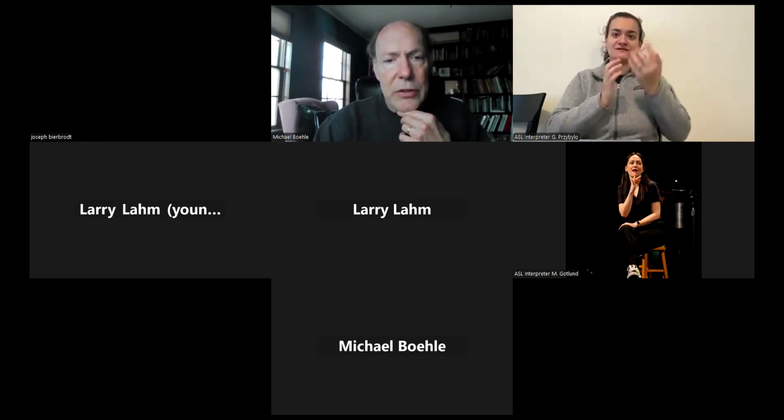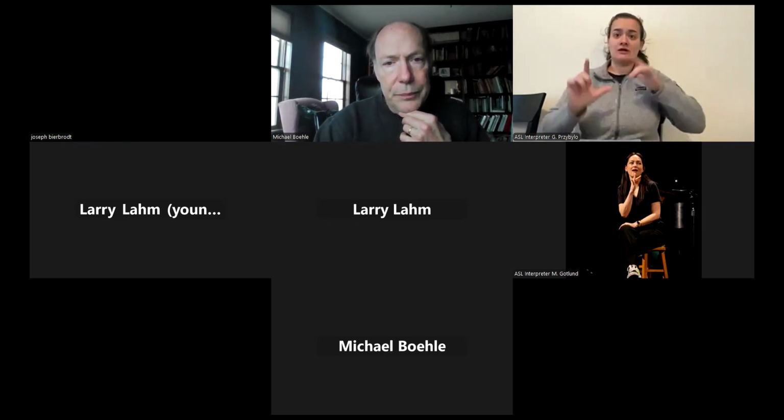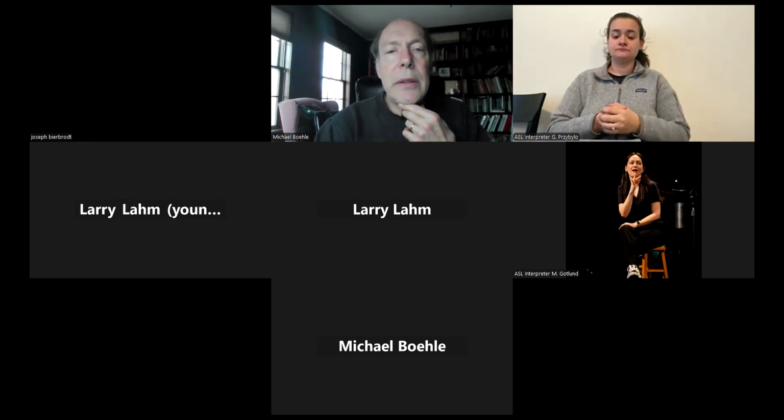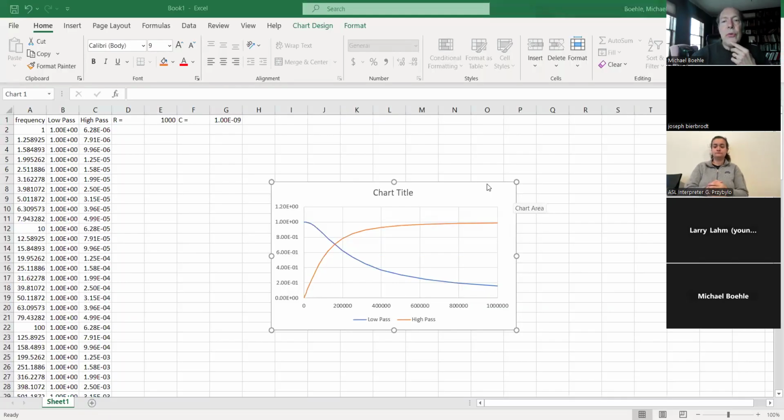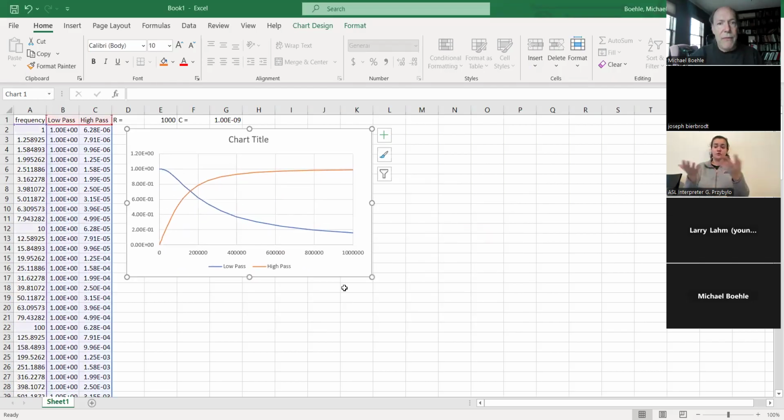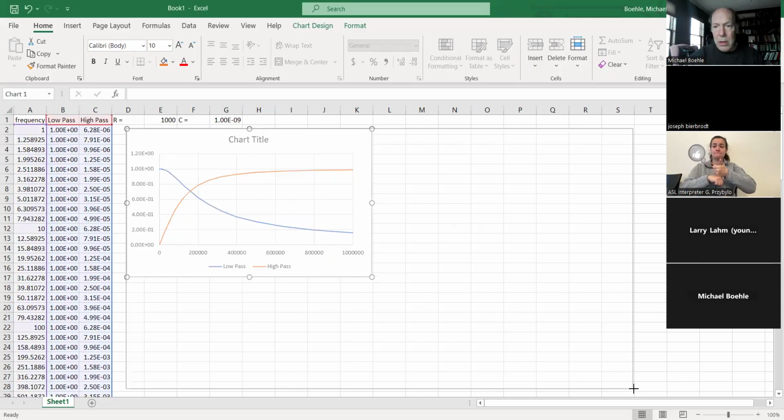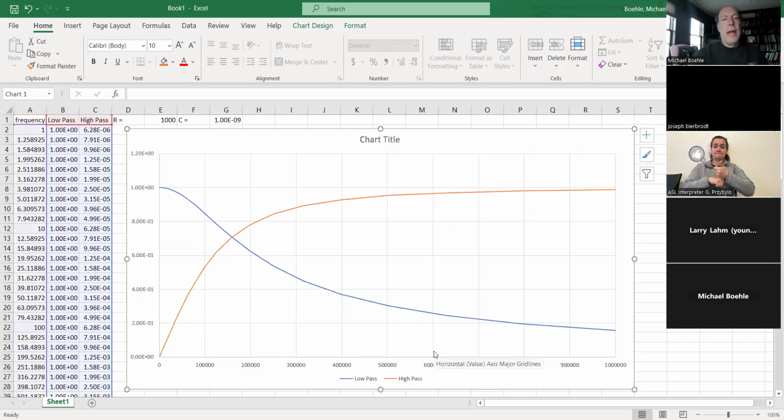So what I want to do, I'm going to go ahead and share my screen here. There we go. Okay. So what you're seeing is a graph. And what I set up here was a high pass and a low pass filter using similar components. And so you end up with a point where you see those two curves cross. At that point, that is the cutoff frequency.